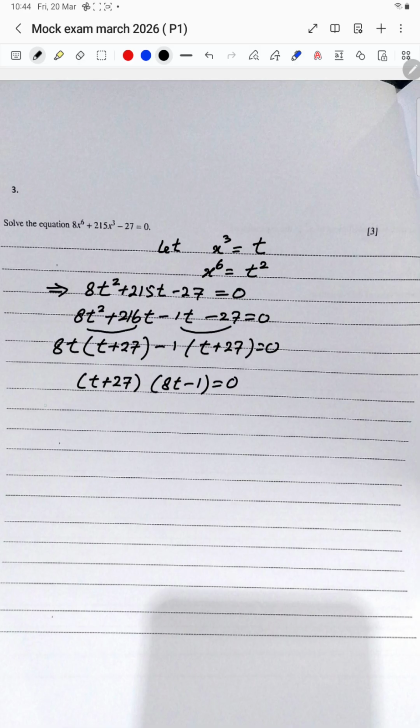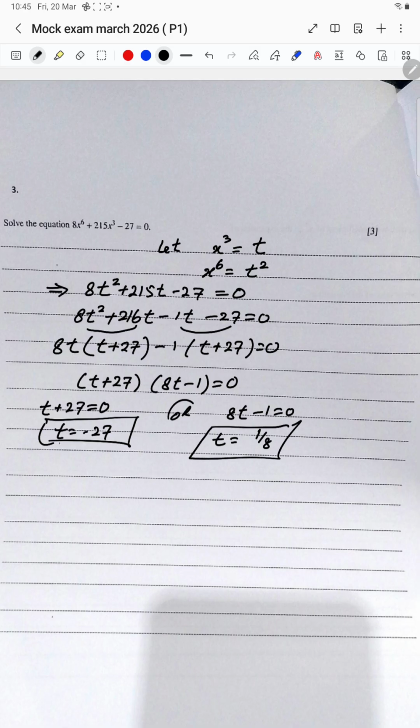Now we have two options for the value of t, either t plus 27 is equal to 0, that is t is equal to minus 27, or we can write 8t minus 1 equal to 0, so it gives me t is equal to 1 by 8. But this is not my final answer. Few of the students, one or two students I found, just left their answer in the form of t. Although it's very clear in the question, you are given the variable x, and t is only there to help us get closer to the required answer.